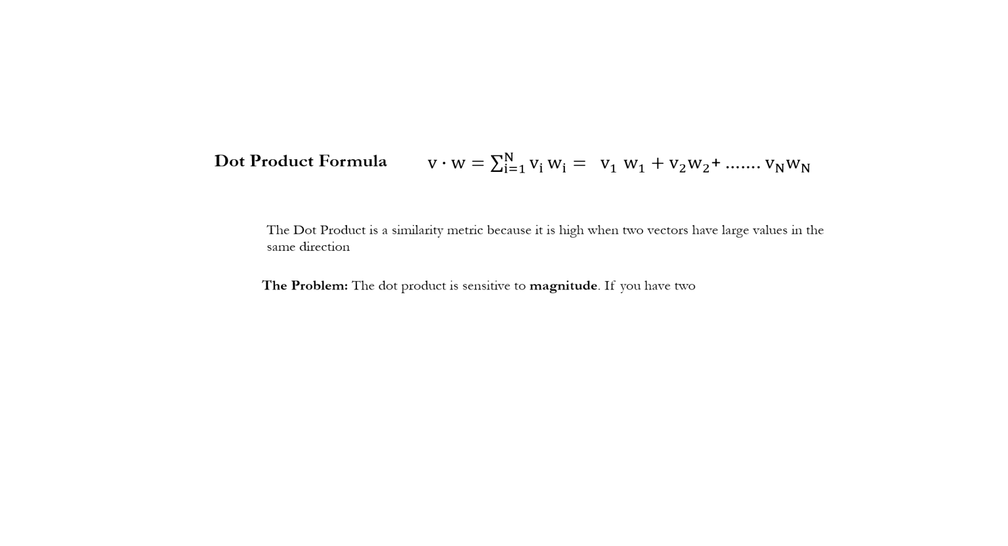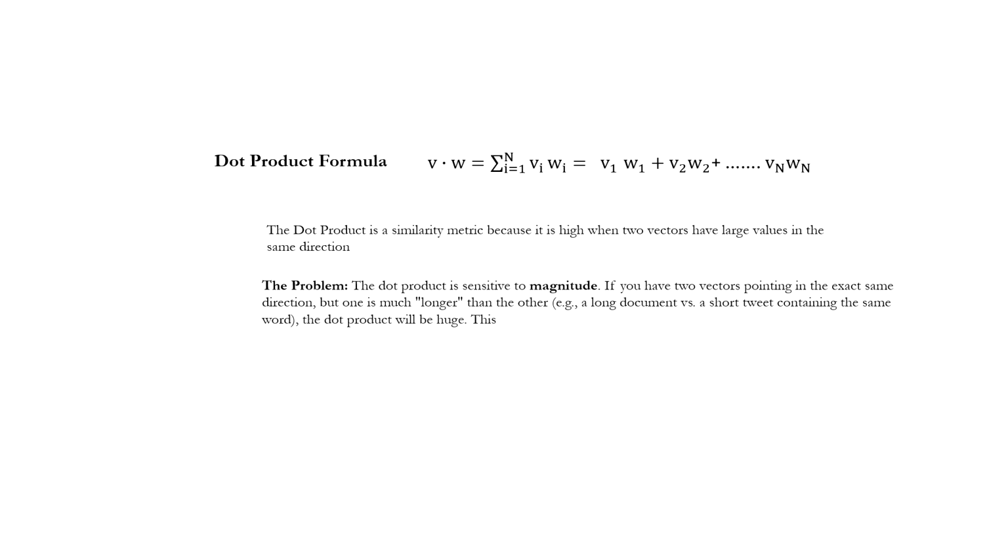There's a problem though. The dot product is sensitive to magnitude. If you have two vectors pointing in the exact same direction, but one is much longer than the other, say a long document versus a short tweet containing the same word, the dot product will be huge. This can be misleading if you only care about the topic and not the length.